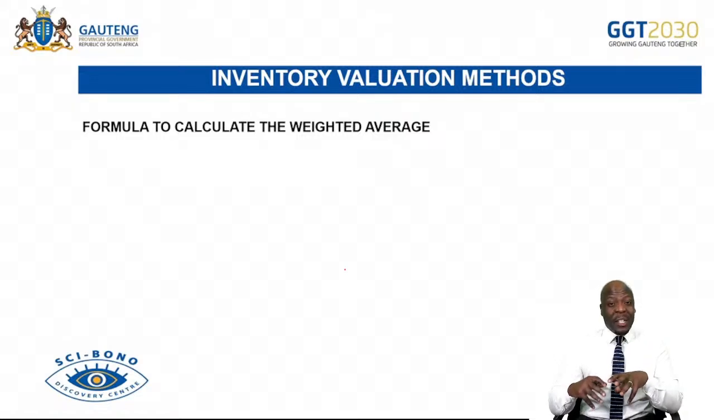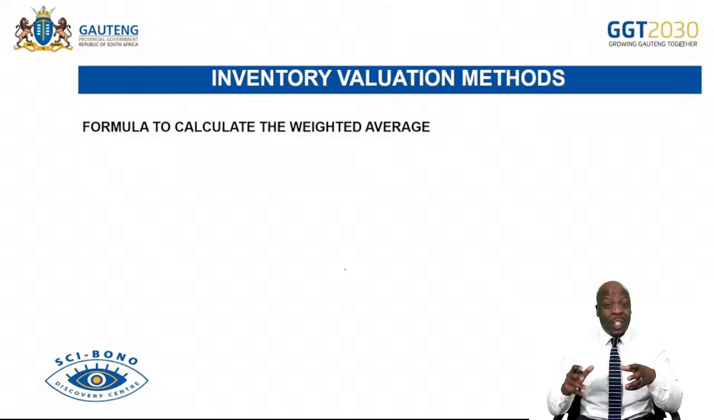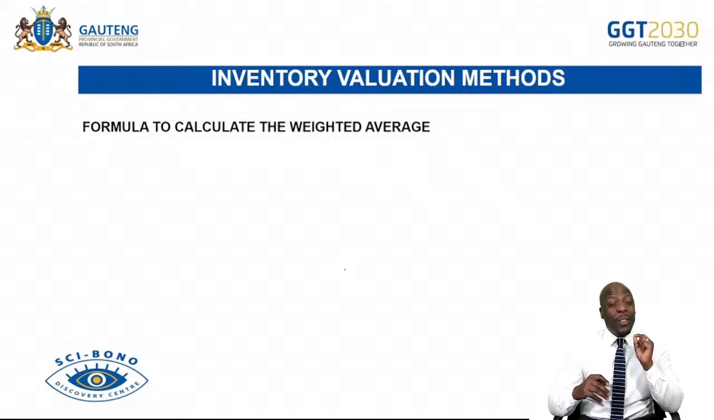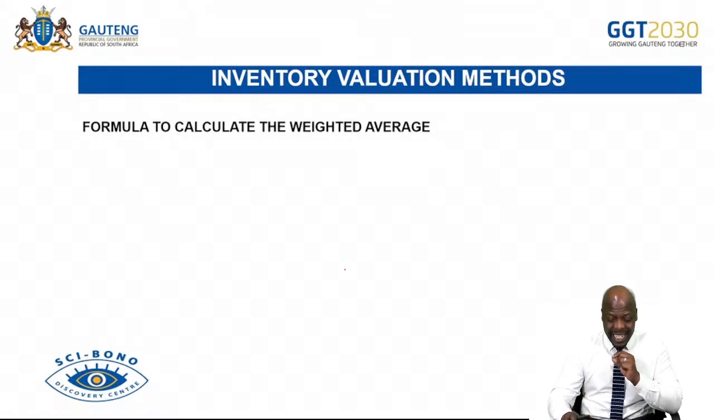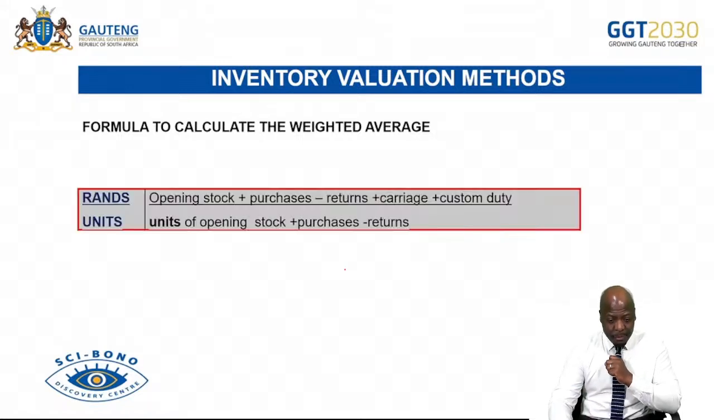That the moment you start writing, you should be able to just flow. Are you still with me? All right. So you need to know the formula. And this is the formula for the weighted average method.